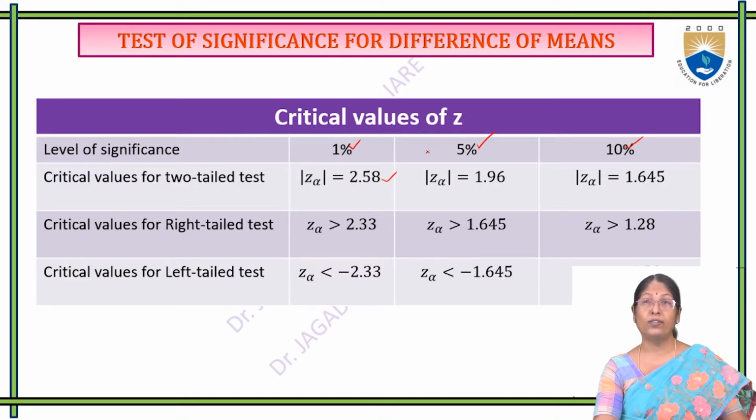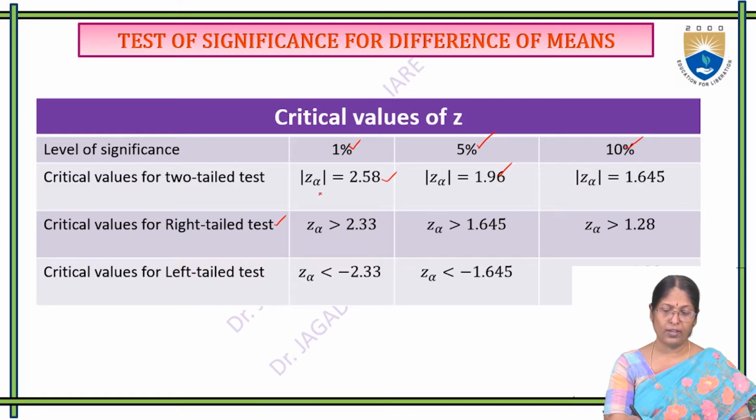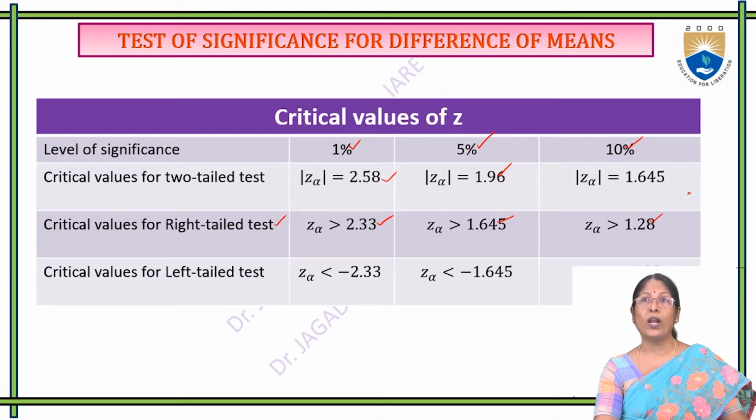That is |Z alpha|, which is nothing but 2.58 for 1%, that is from minus 2.58 to 2.58. This is from minus 1.96 to 1.96. Similarly, if it is a right-tailed test, the data are placed under 1%, that is 0.01, 5%, 0.05, and 10%, 0.1.